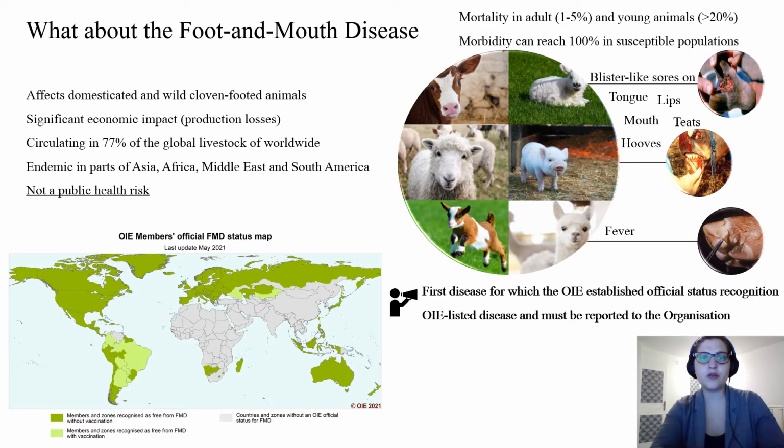A brief summary of FMD. This disease affects only animals with cloven hooves and not humans. Its occurrence in livestock and its spread cause high economic losses. Endemic in different regions of the world, FMD is characterized by the appearance of vesicles in the mouth and hooves. FMD is rarely fatal in adults, but has 100% morbidity, and it is the first disease for which the OIE established official status recognition.